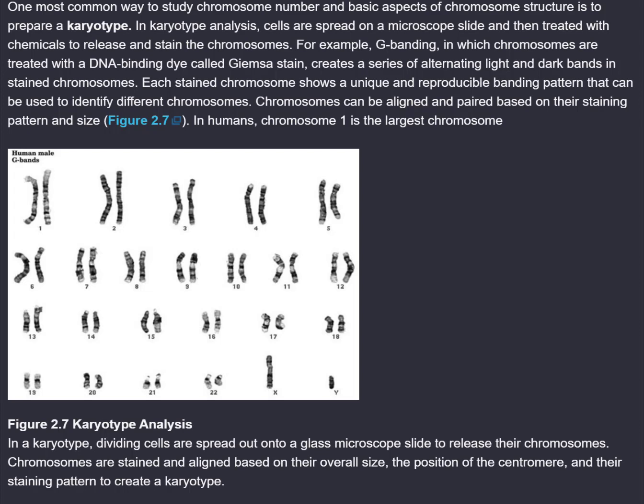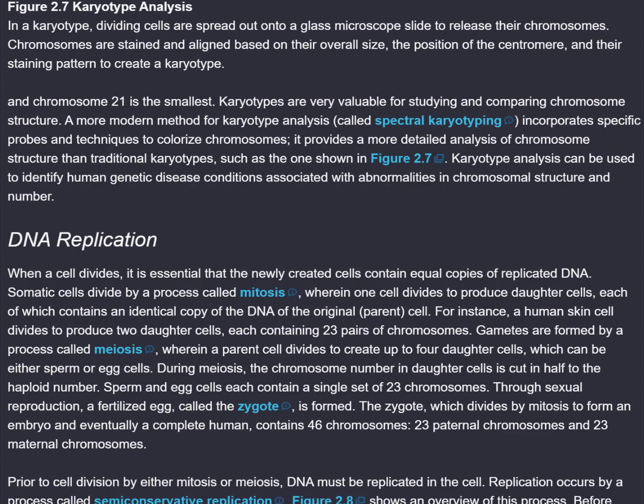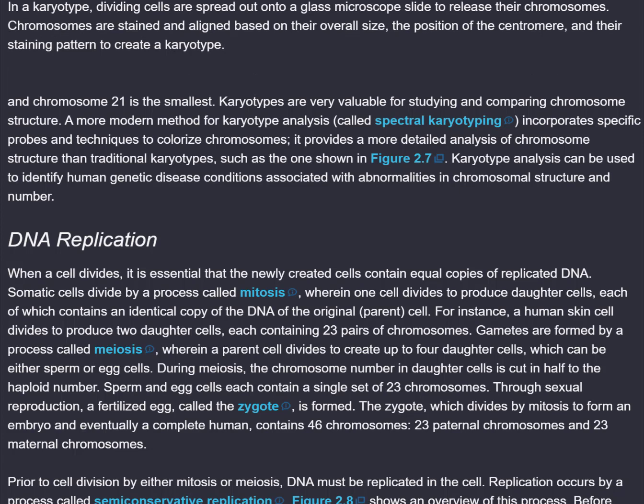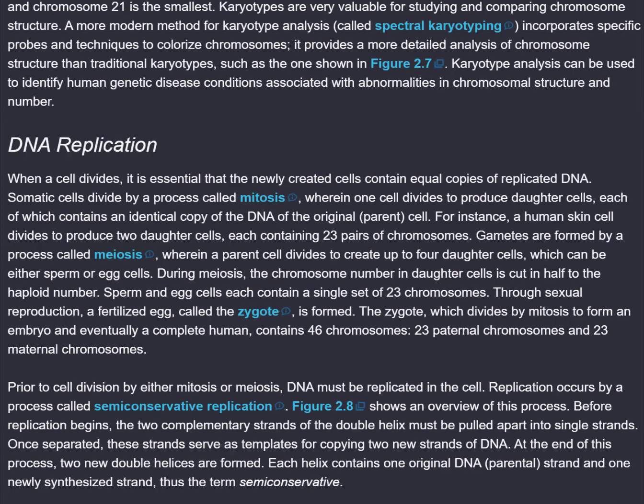Each stained chromosome shows a unique and reproducible banding pattern that can be used to identify different chromosomes. Chromosomes can be aligned and paired based on their staining pattern and size, figure 2.7. In humans, chromosome 1 is the largest chromosome. Figure 2.7 Karyotype analysis. In a karyotype, dividing cells are spread out onto a glass microscope slide to release their chromosomes. Chromosomes are stained and aligned based on their overall size, the position of the centromere, and their staining pattern to create a karyotype. And chromosome 21 is the smallest.